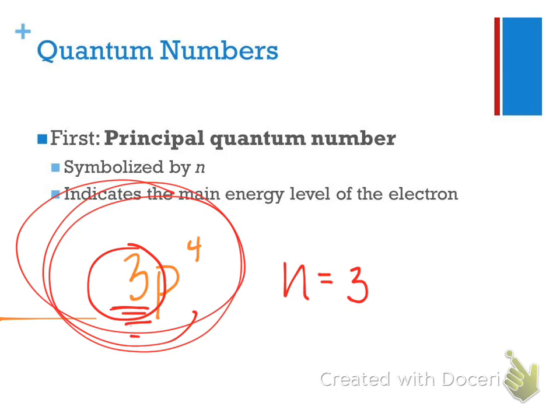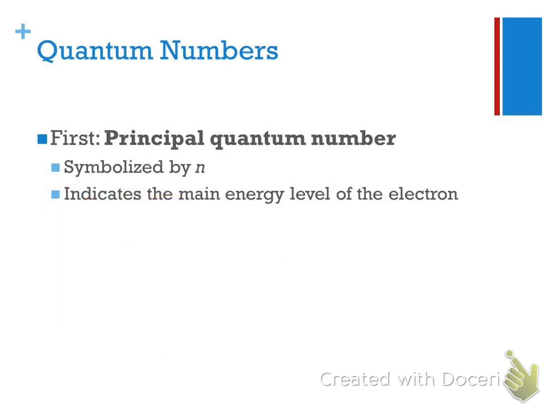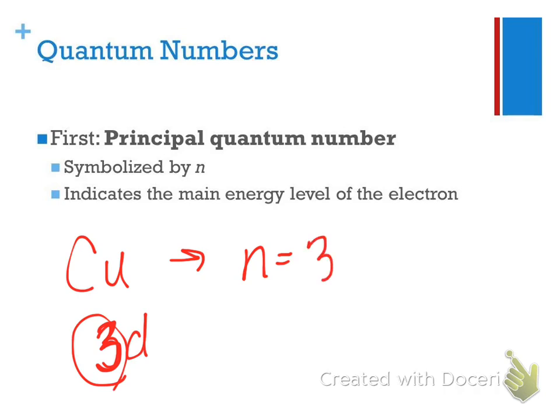Okay, let's try another one. What would n equal for the element copper? n would equal 3 or 4? 3. n equals 3 because, although it's in the 4th row, it's in the 3d orbitals. This is tricky. You can't just pay attention to what's happening on the periodic table. You have to think about its energy level. It's in the 3d orbitals, so n equals 3. Does that part make sense?